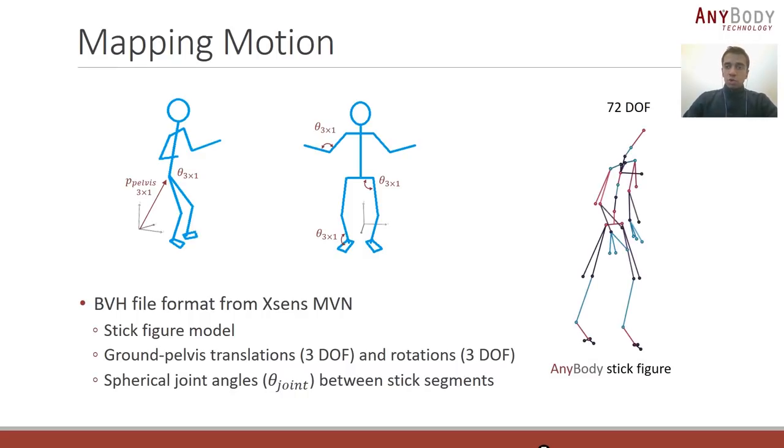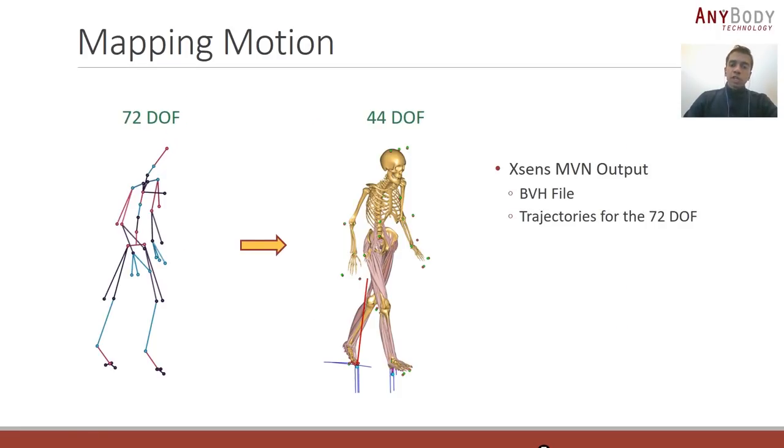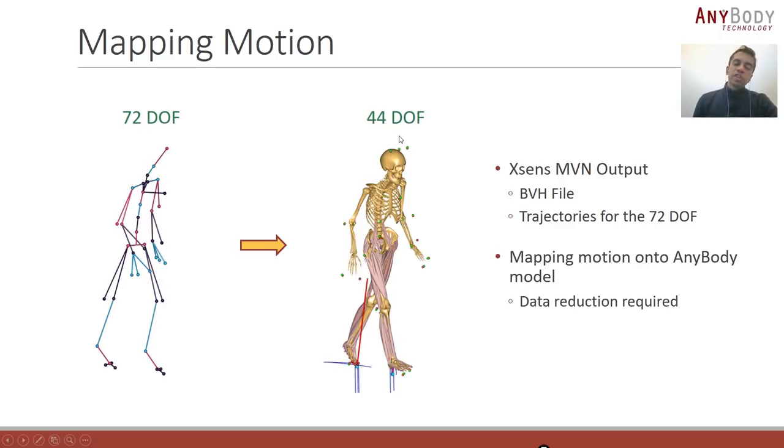So the BVH file in total contains 72 degrees of freedom, or I should probably say that the stick figure model that is reconstructed using the BVH file contains 62 degrees of freedom, and the BVH file contains the trajectories for each of these 72 DOFs. So the problem of motion mapping is now converted into one where we want to map these 72 trajectories of the stick figure model onto an AnyBody model, which however only has 44 degrees of freedom. So we need to go through some data reduction process in order to successfully map the motion from one model onto the other.